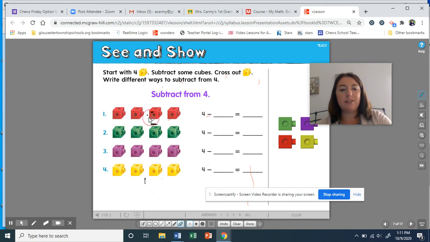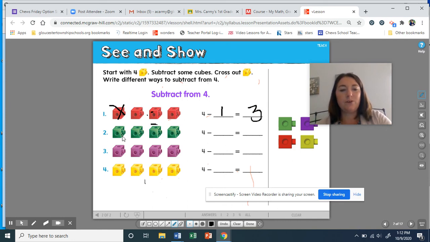All right, so now we're going to practice some different ways of subtracting from 4. All right, so why don't I go ahead and take away 1 for number 1. So if I have 4 minus 1, how many blocks am I left with? Let's count. 1, 2, 3. So 4 minus 1 equals 3. Make sure you write that down.